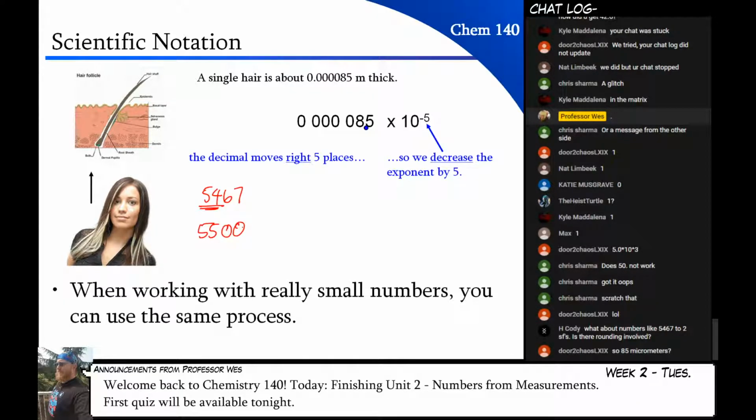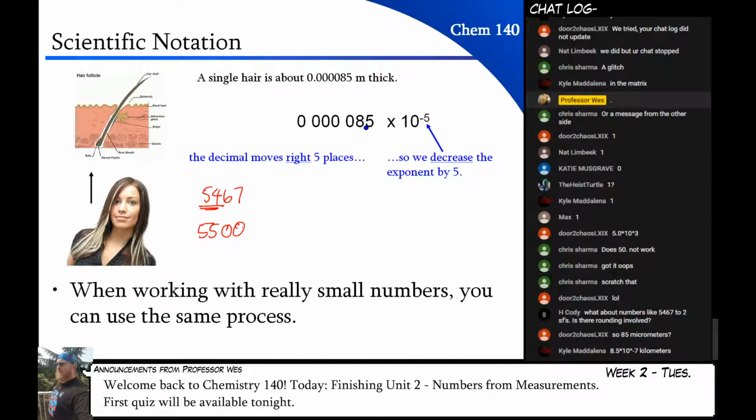Now, of course, it depends on your hair. My understanding of my hair is that it's like the thickest thing ever. And so I don't know if that's actually the correct diameter of hair. I just found this number online when I wrote the slide a long time ago.